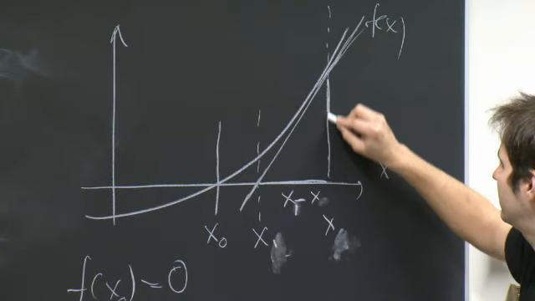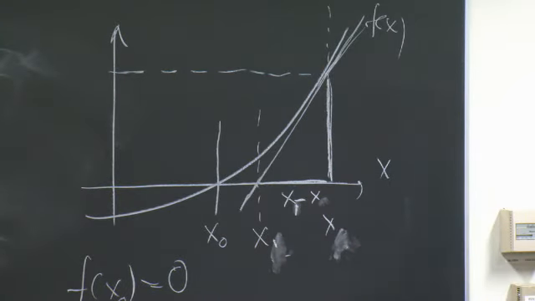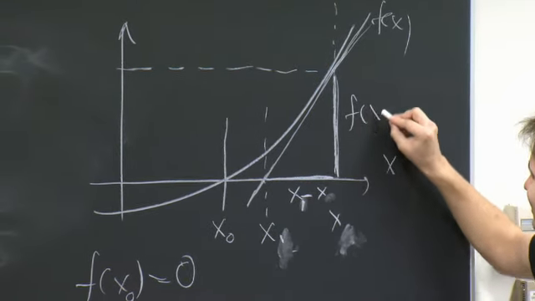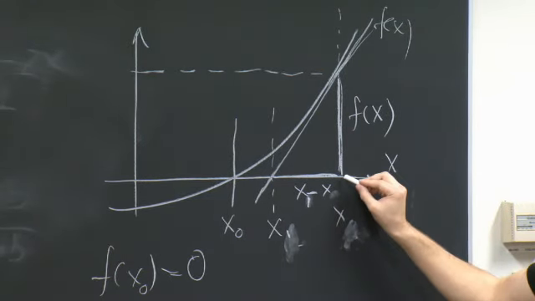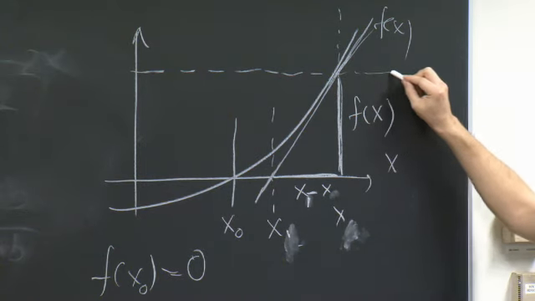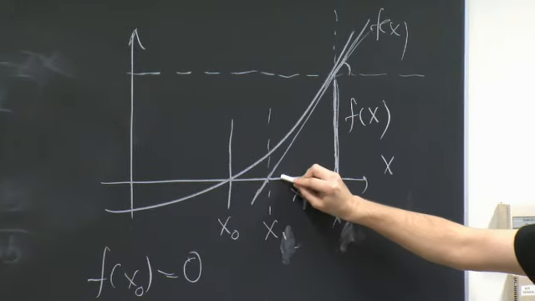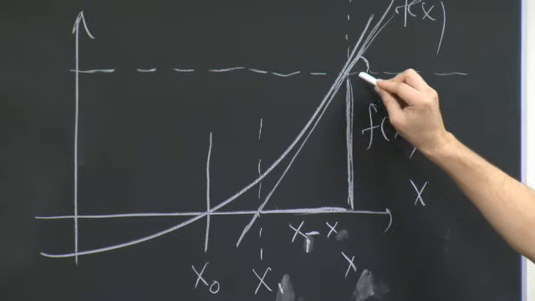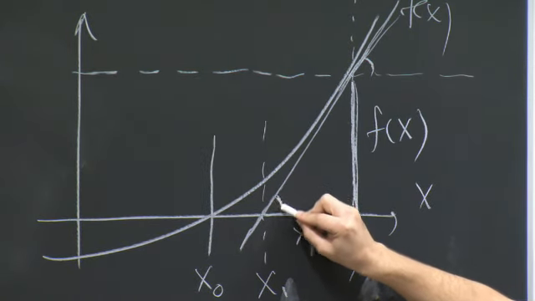And what's this guy over here? F of x. Don't be shy. It's the right answer. So I have f of x here, x1 minus x here. I also have this angle here. And this angle here is the same angle as the angle here, because both of these lines are horizontal, so they're parallel. So what do I know about this angle?